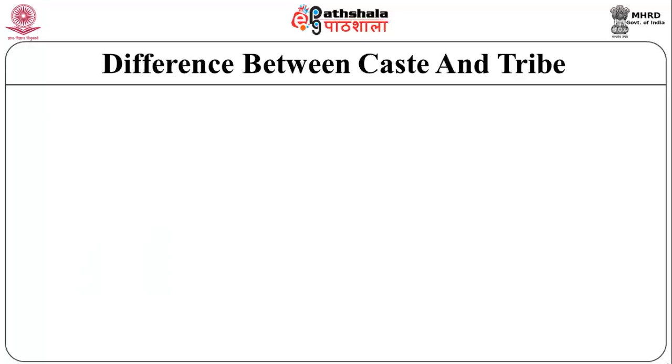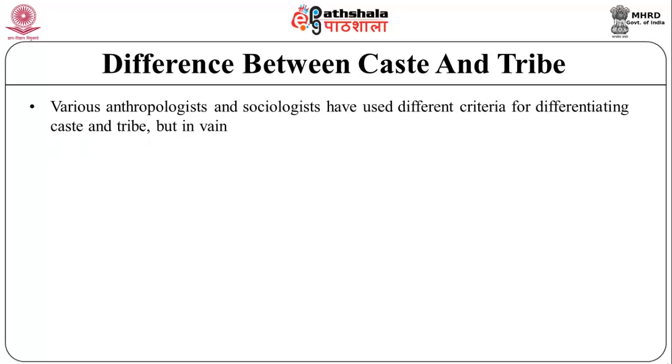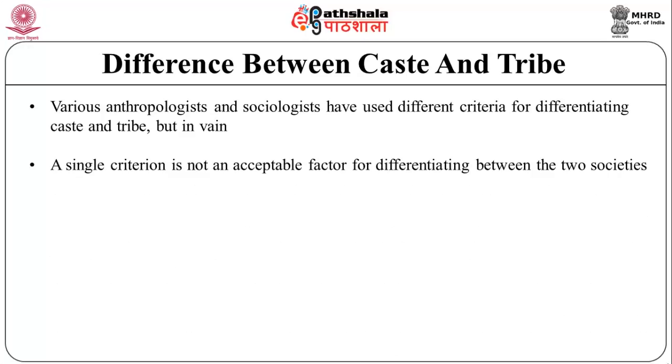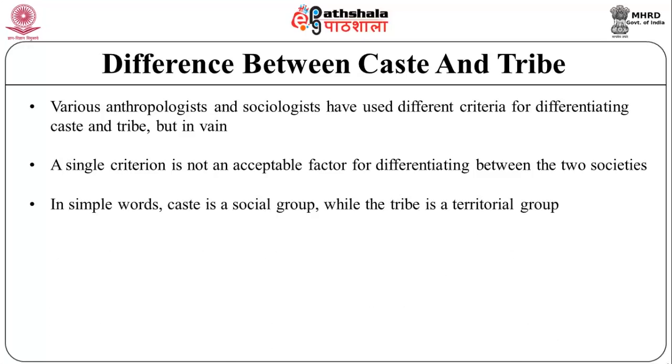Now let us see the difference between caste and tribe. Various anthropologists and sociologists have used different criteria for differentiating caste and tribe, but in vain. Not a single criterion is an acceptable factor for differentiating between the two societies. In simple words, caste is a social group, while the tribe is a territorial group.